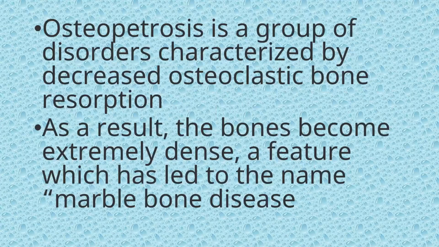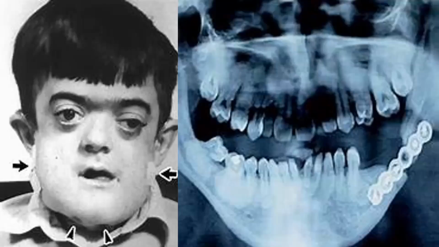Osteopetrosis is a group of disorders characterized by decreased osteoclastic bone resorption. As a result, the bones become extremely dense, a feature which has led to the name of marble bone disease. Like stone, solid, a whole block of bone. The mandibles are larger. You have an increased density of bone due to lack of remodeling. The face is very special in appearance.